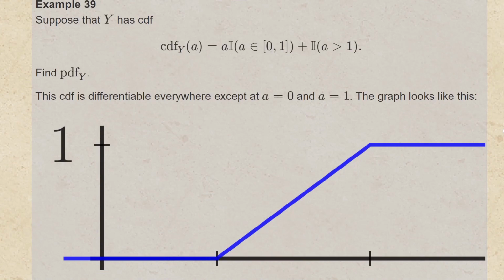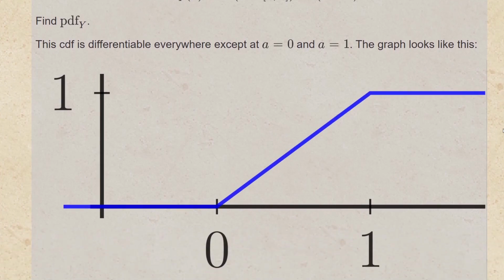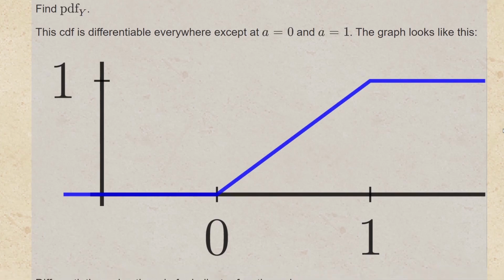For example, suppose that y has CDF, the CDF of y at a is a times the indicator that a runs from 0 to 1 plus the indicator that a is greater than 1, and we're asked to find the PDF of y. Well, this CDF is differentiable everywhere except at a equals 0 and at a equals 1. The reason for that is that the graph is 0 until we get up to 0, then it starts taking off at slope 1 until we reach 1, and then it flatlines at 1 and stays 1 thereafter. So it has a derivative, just not at 0 and not at 1, where it makes a sharp turn.